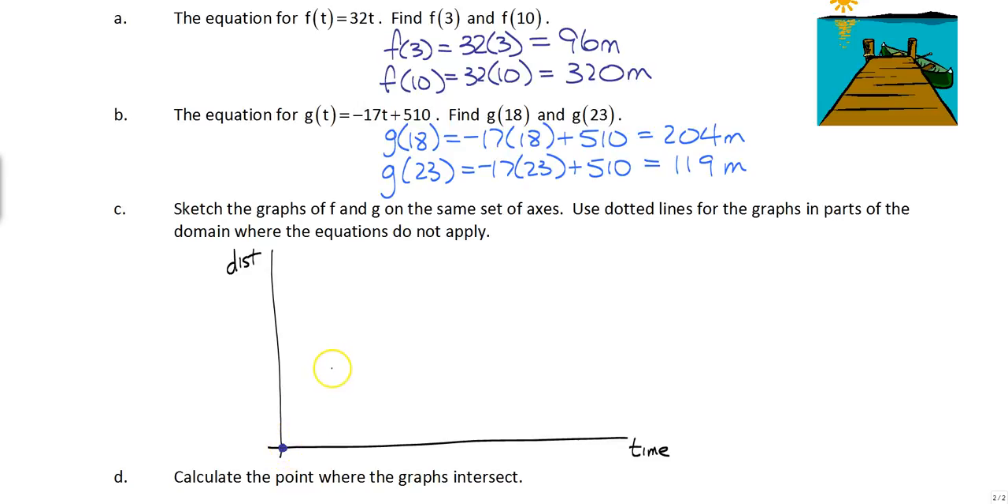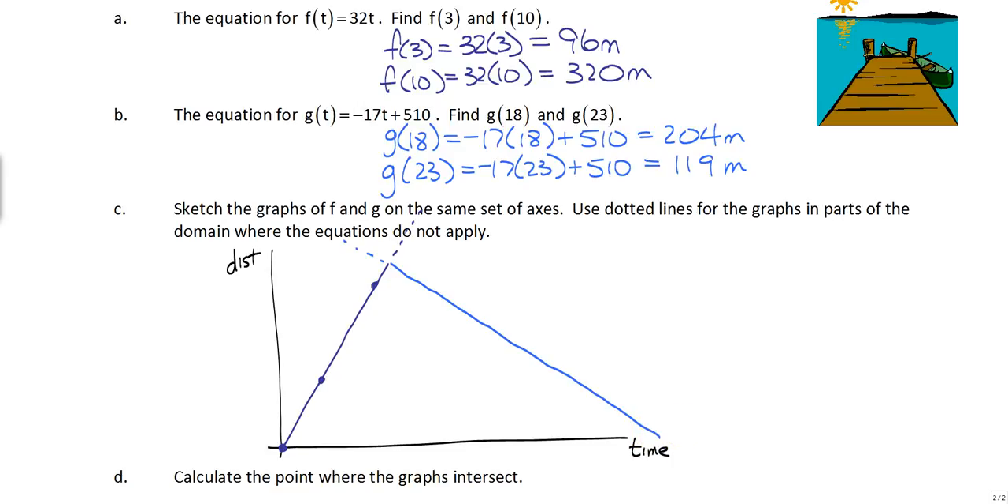So 32t just starts at 0, 0. We know another one of our points would be at 3, 96. So when we're out for 3 minutes, we're already at 96. When we're out for 10 minutes, we're all the way out to 320 meters. And really all we're doing is sketching a graph. And I'm going to show you why that dotted line doesn't apply, because when we're on our way back, we start way up at 510 and go down with a slope of -17. And then we're just sketching. It's going to look a little something like that.